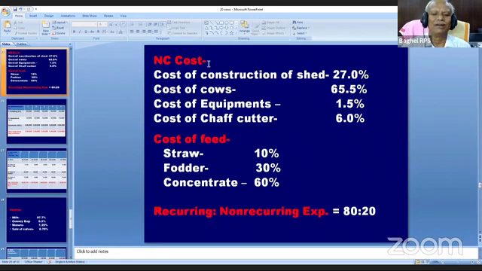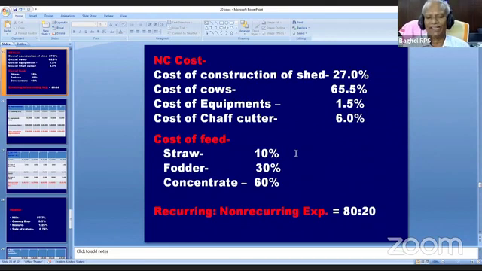So for non-recurring cost, if you see, it includes mainly the construction offset, 27%, and the maximum, which is the cost of cows, 65.5%, cost of equipment negligible, and cost of chaff cutter 5 to 6%, depending on the quality of what you want to purchase. So this is the approximate expenditure of the capital cost, the non-recurring cost.